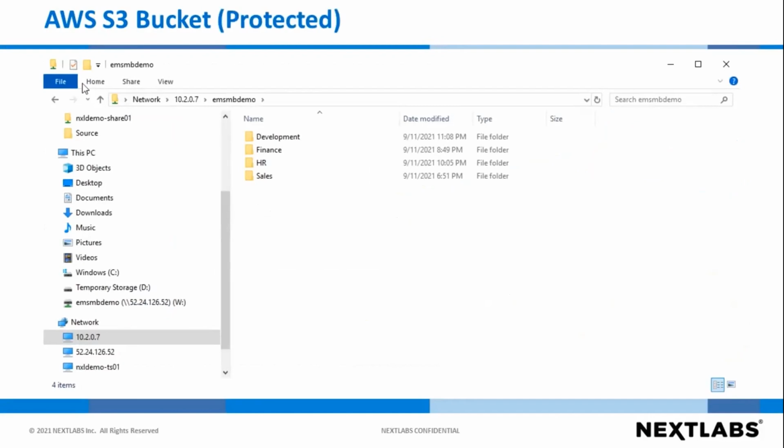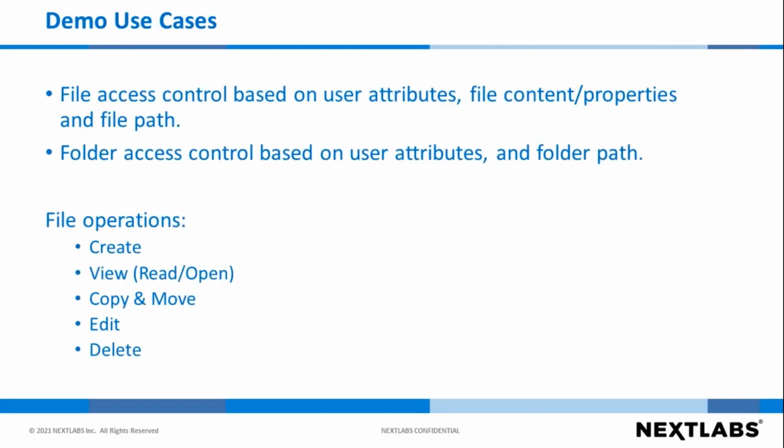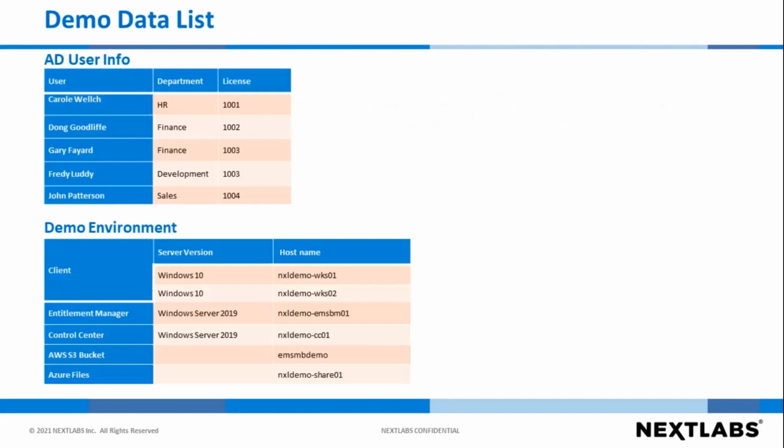Next, I mapped a new SMB share to 10.2.0.7. This is my NextLabs entitlement management server that is protecting the same AWS SMB share. We will show file access control based on user attributes, file content, file properties, and the file path. We'll show folder access control based on user attributes and the folder path. In the file operations, we will show the create, view, copy, move, edit, and delete.